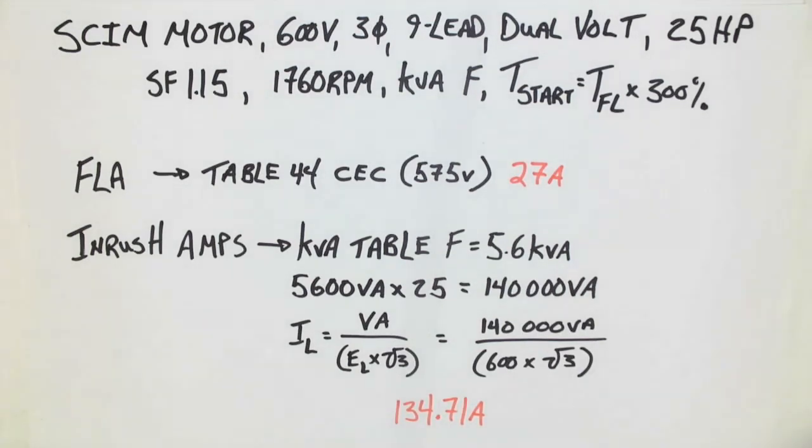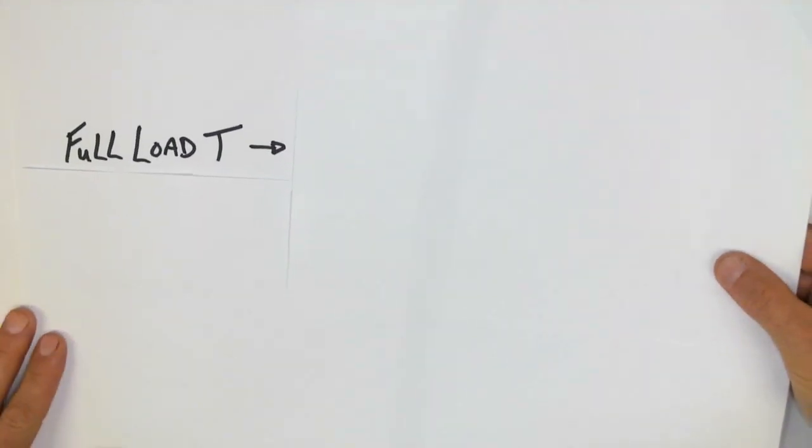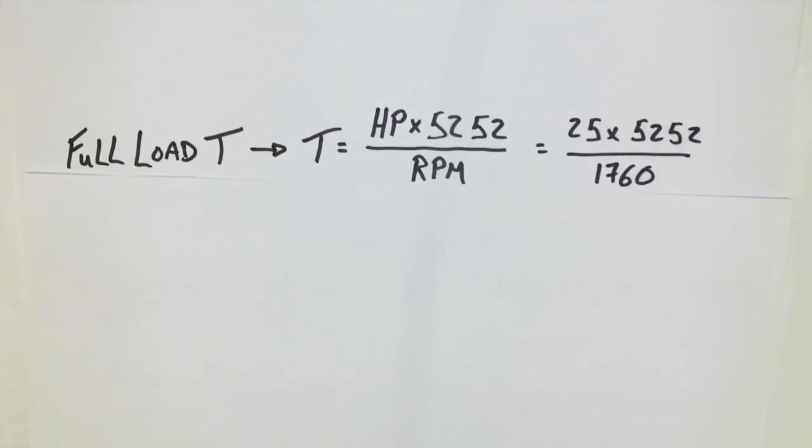Now, the next item we're going to look at is the full load torque value. Now, full load torque can be calculated for metric or imperial. For this process, we're only going to be using the imperial method. The full load torque value is based on the horsepower times 5252 divided by the RPM at full load, which then leads us to 74.6 foot-pounds worth of torque.